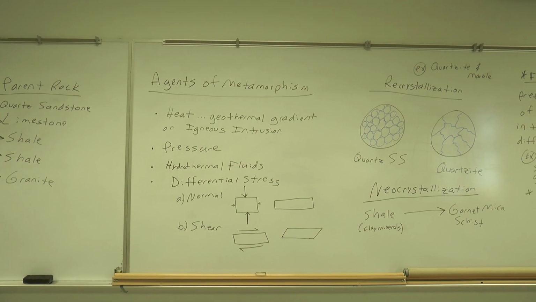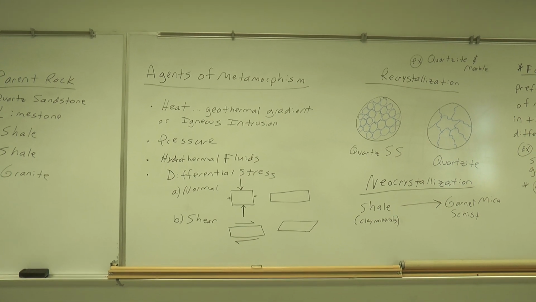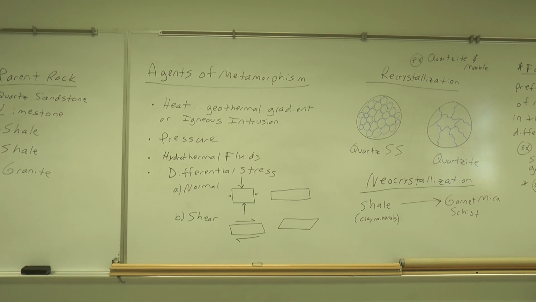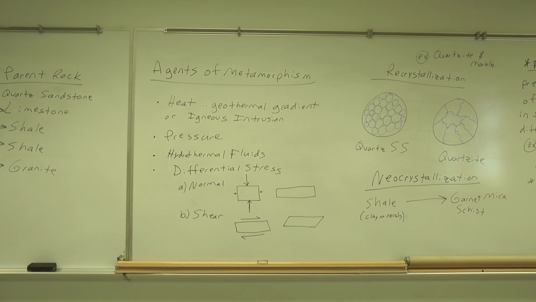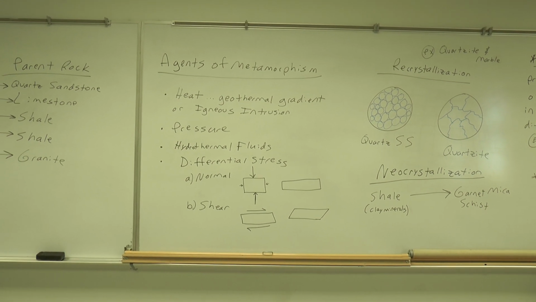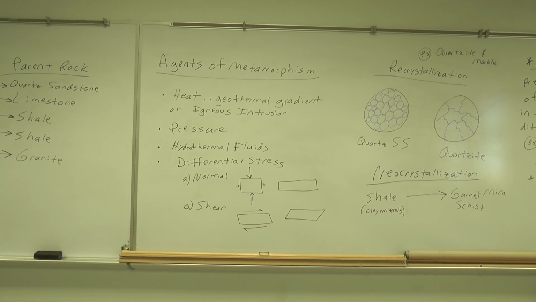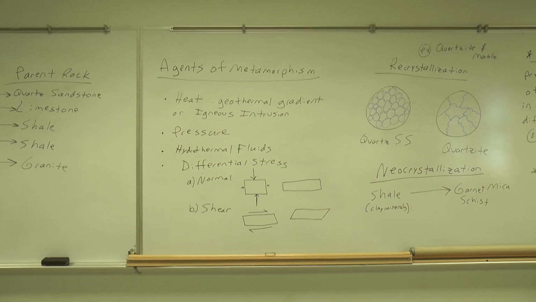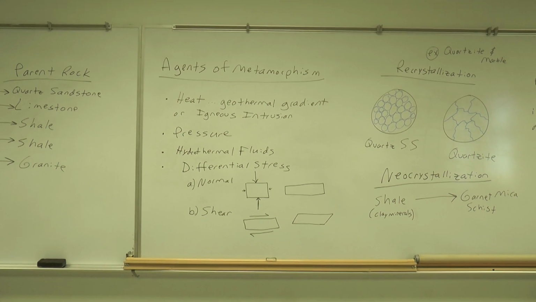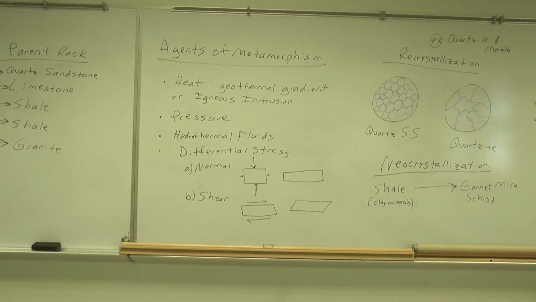And then the fourth agent of metamorphism is something called differential stress. And as you will learn in the narrated PowerPoint, differential stress just refers to the fact that you're going to apply forces to a rock unequally in different directions. So we have two types here. We have normal and shear. By the way, differential stress may or may not be present.